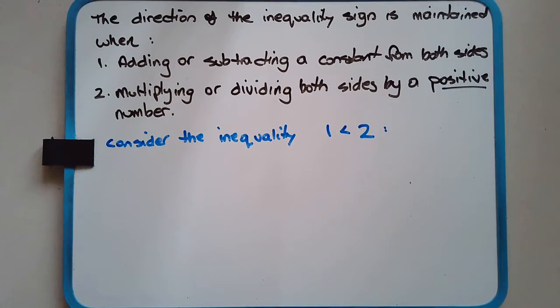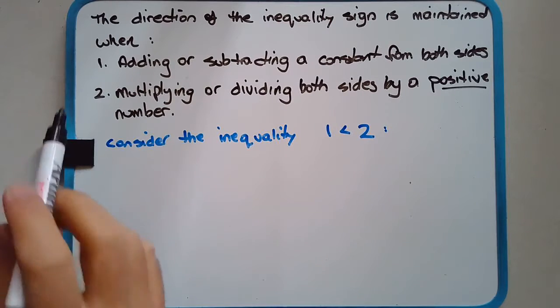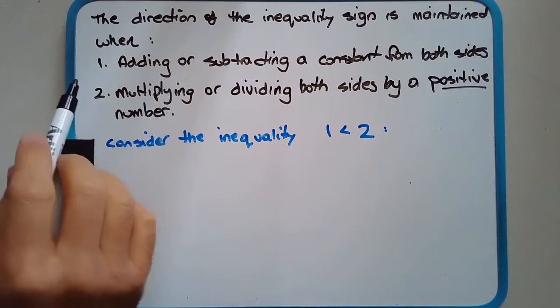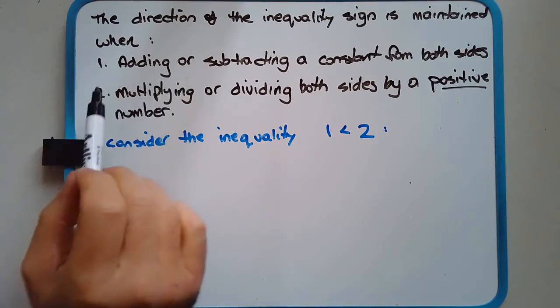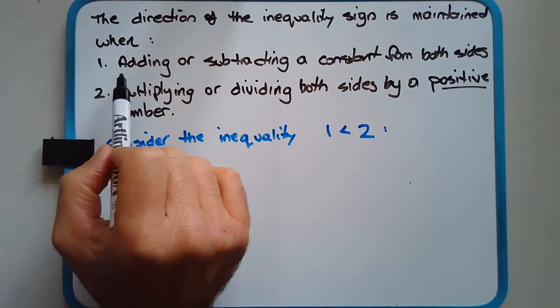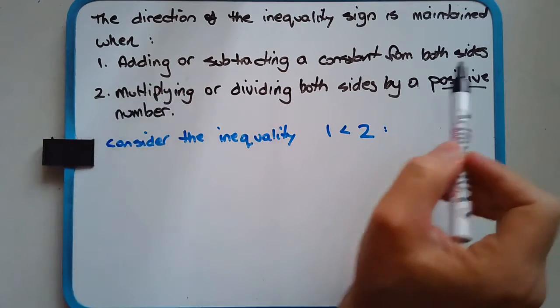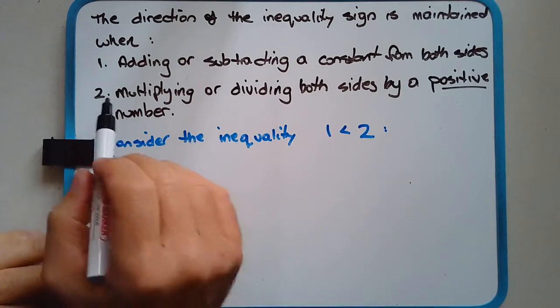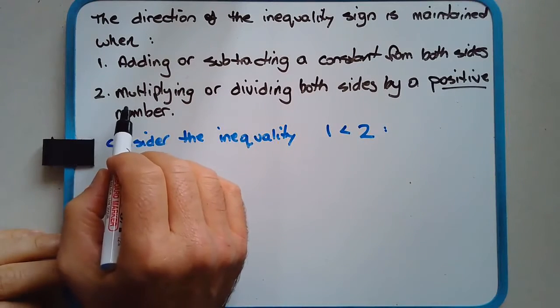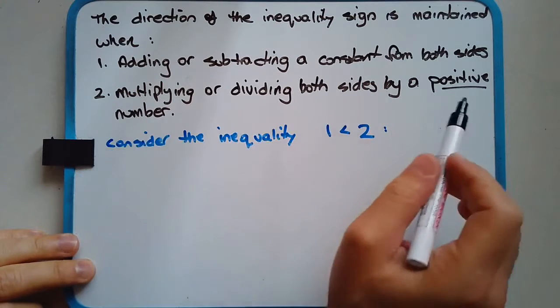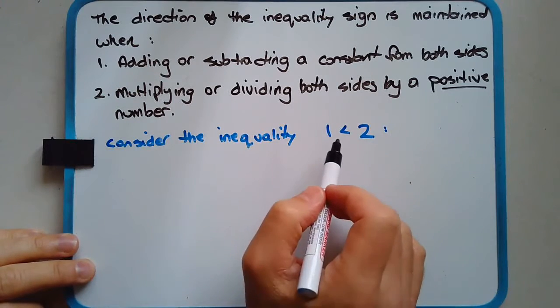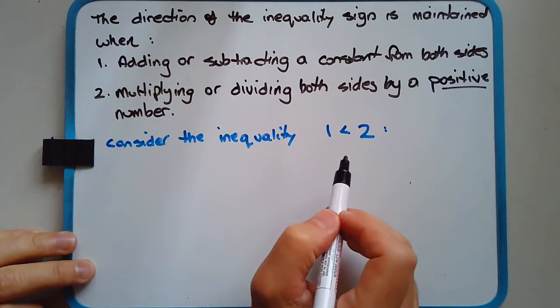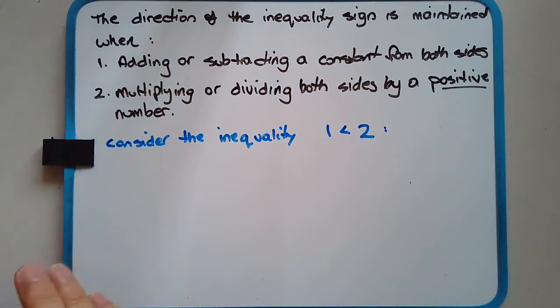Let's have a look at the conditions for either maintaining or reversing the direction of the inequality sign. For maintaining the direction of the inequality sign, we need one of these two conditions. Condition number one, either we're adding or subtracting a constant from both sides, in which case the inequality sign is maintained. Or condition number two, if we're multiplying or dividing both sides by a positive number, the direction of the inequality sign is also maintained. So it just stays pointing in whatever direction it was pointing in previously.